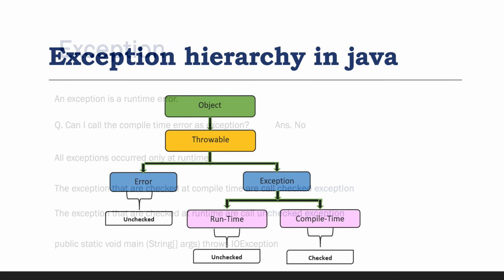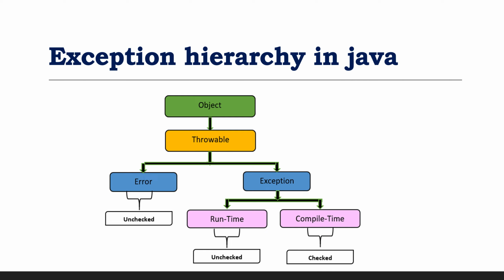Okay. Now let us see the hierarchy of exceptions. The hierarchy is something like this. First there is the Object class, which is the superclass of every class. Then Throwable. So what is Throwable? Throwable is a class that represents all the errors and exceptions which may occur in Java. So all kinds of errors or exceptions come under the Throwable class.